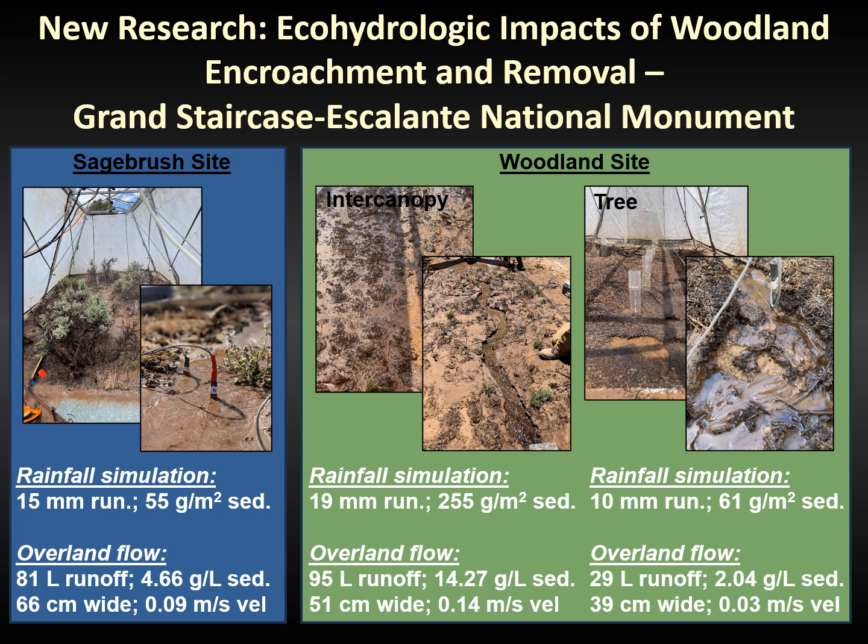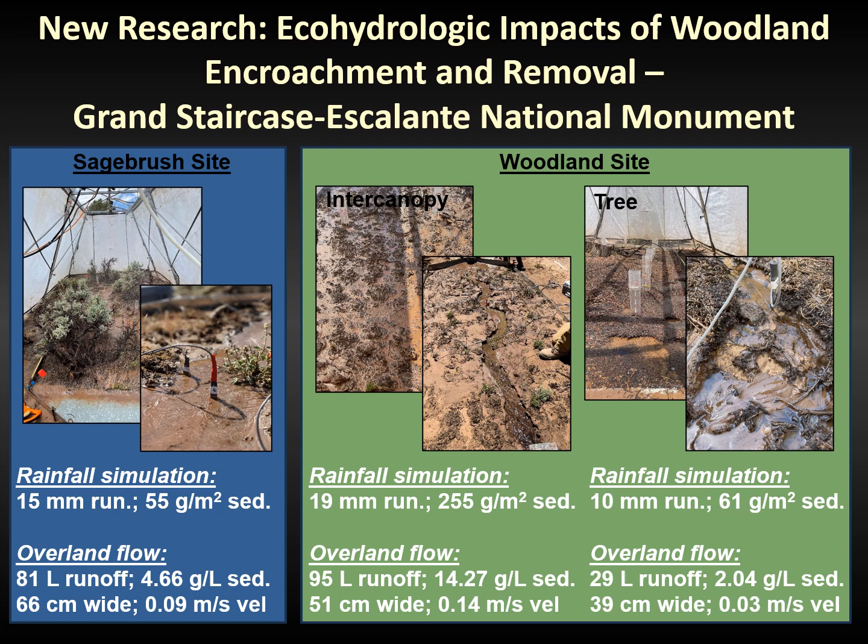Here we have data on runoff and sediment variables for rainfall simulations and overland flow experiments at the sagebrush site and in intercanopy and tree microsites at the woodland site. Runoff, sediment yield, and overland flow velocity were highest for the woodland intercanopy plots shown in the middle of the slide. These areas are, of course, the primary sources of runoff and sediment at the woodland, and these areas are more erodible than the hill slopes at the sagebrush site. That's attributable to the well-connected bare patches throughout the intercanopy.